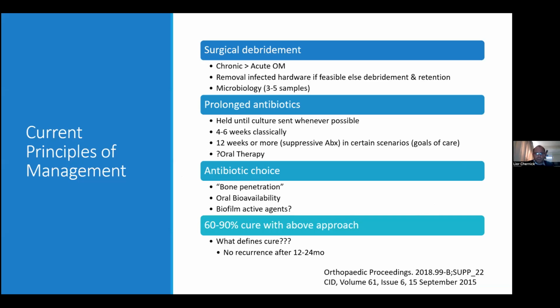So again, coming to our principles of management: surgical debridement, and this is more relevant with hardware or in chronic osteomyelitis. And obviously at this point, microbiology sampling, taking biopsies is very important, and ideally 3 to 5 samples. Again, because of the chance of false positive and false negative cultures, you want a best of 3 or best of 5 to help you decide, is this truly a pathogen, especially when you're dealing with organisms like coagulase negative staph, which may or may not be commensal colonizers or contaminants.